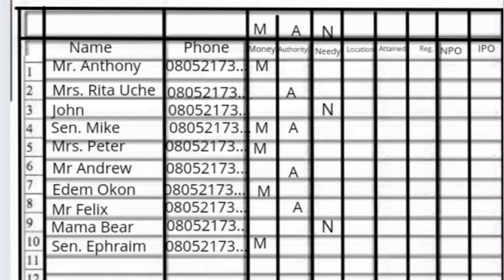John may not have money, and he does not also have authority. He's always needy. He's always looking for money. He's always complaining, looking for money. He doesn't have money. You know very well that John doesn't have money to register. Since John does not have money to register, you type John N. Yes, type John N. So in that format, you go down the line.